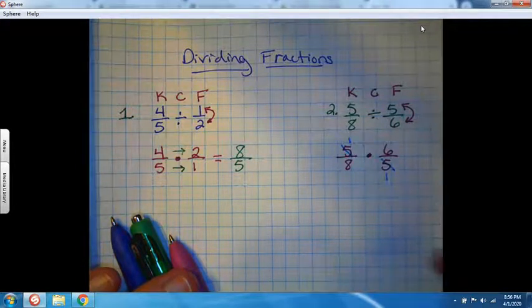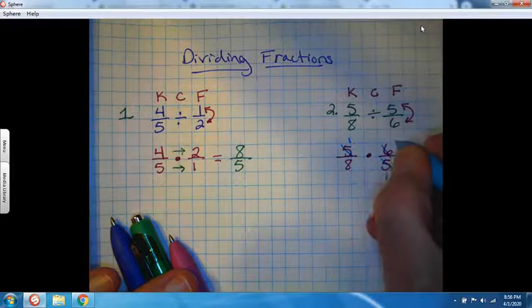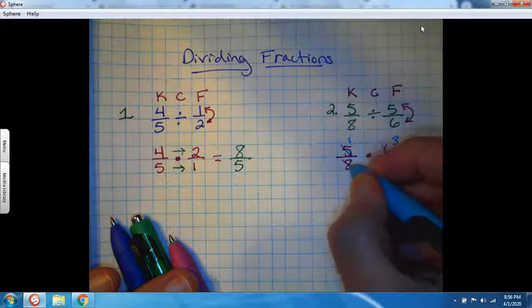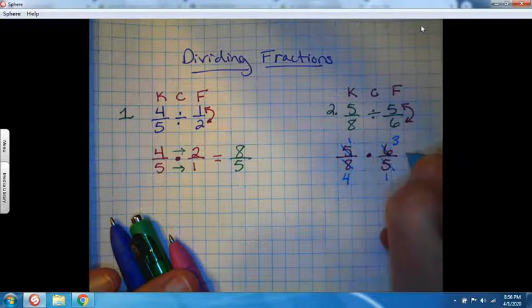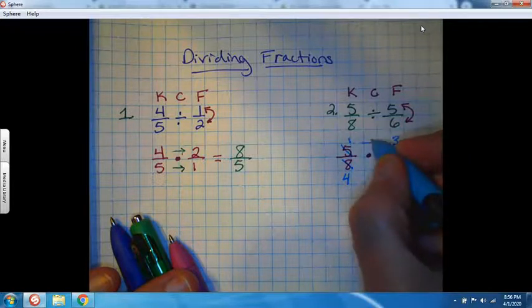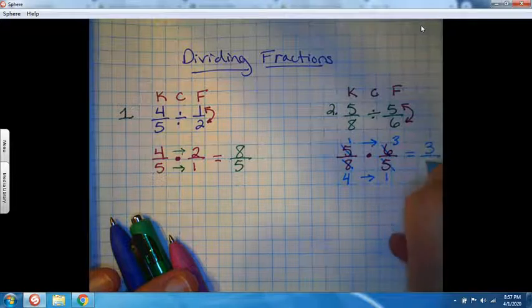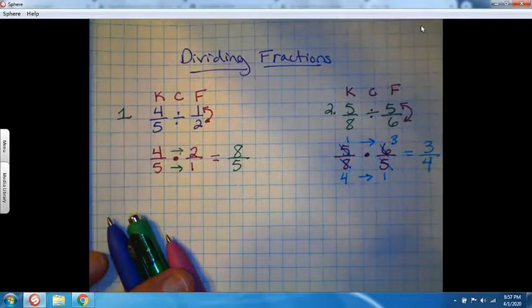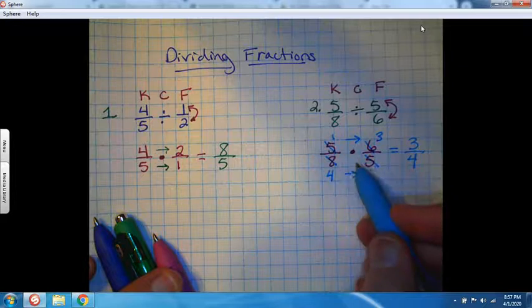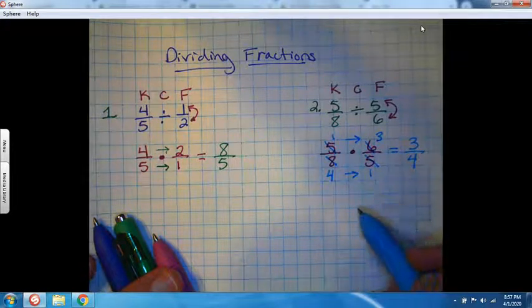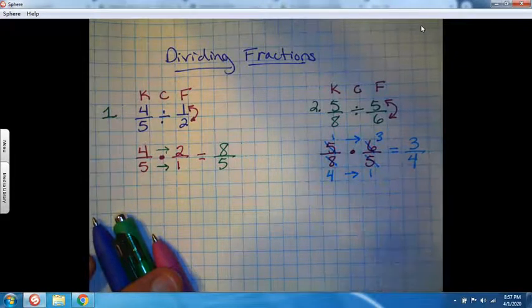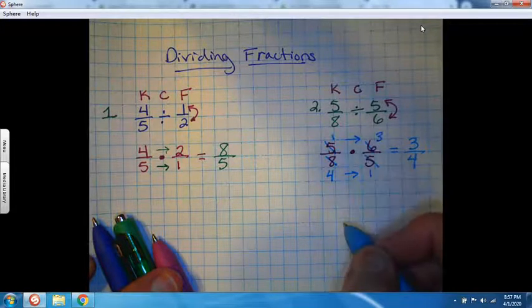What's the greatest common factor of 6 and 8? Oh, 2. 2 goes into 6 3 times. 2 goes into 8 4 times. Multiply straight across the top, straight across the bottom, and you get 3/4. Remember, if you don't like to do cross products, you don't have to, but I'm going to tell you when you get into 8th grade, it's going to help you a whole heck of a lot. So let's do it again without doing that.